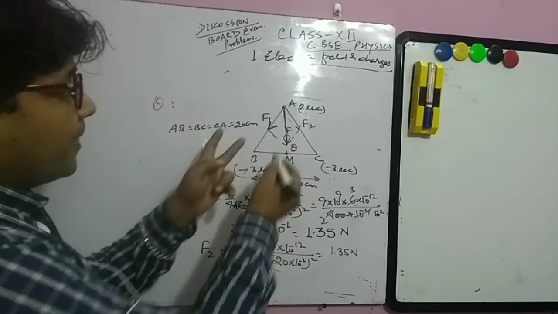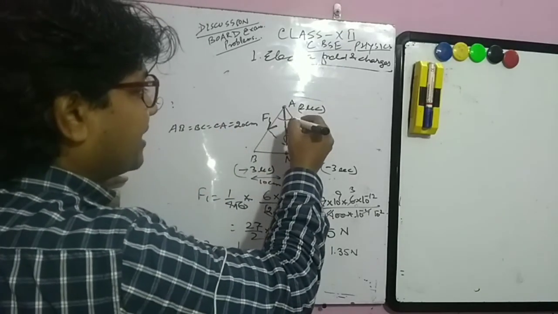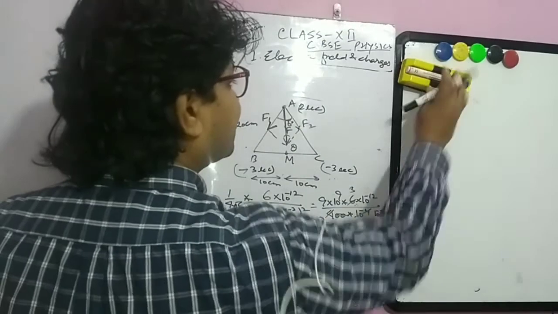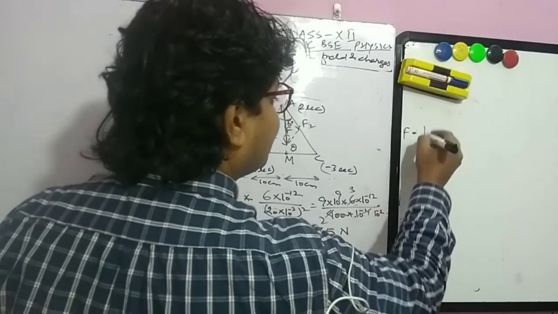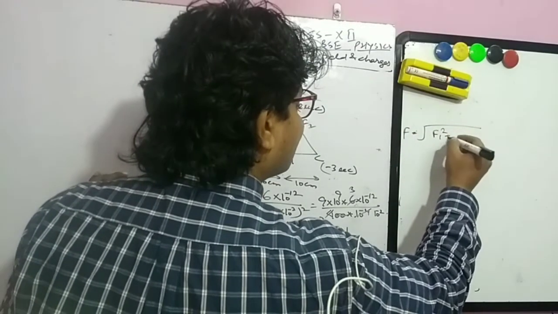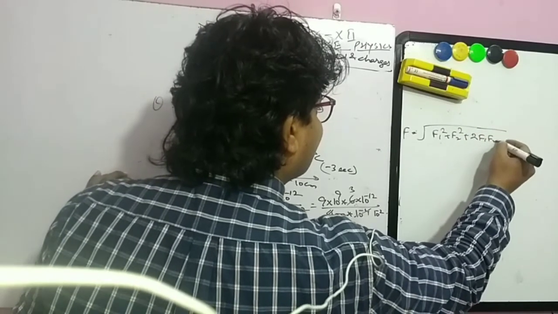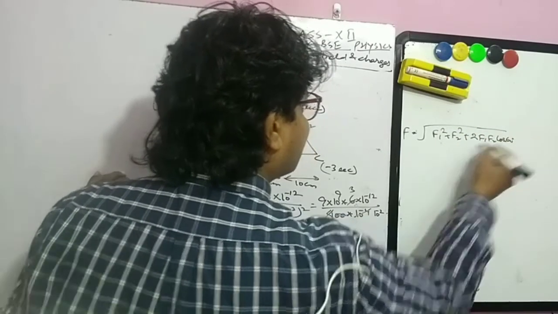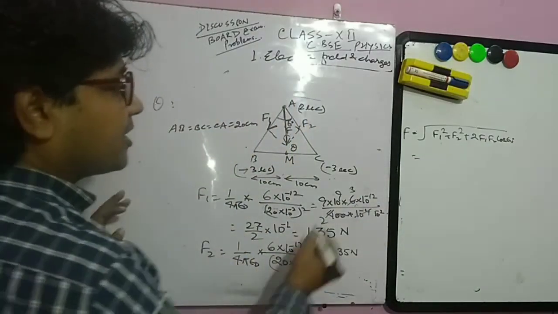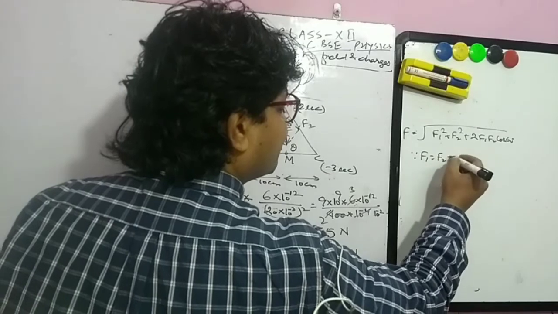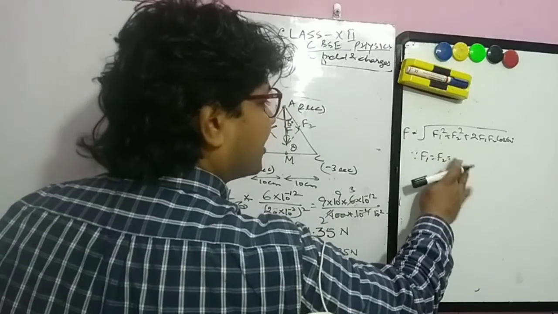So F1 and F2, now these F1 and F2 are at an angle of 60 degree. So what will be the resultant F vector? F will be equal to under root F1 square plus F2 square plus 2 F1 F2 cos 60 degree. So F1 and F2 both are equal, since F1 is equal to F2 is equal to F, both are equal.